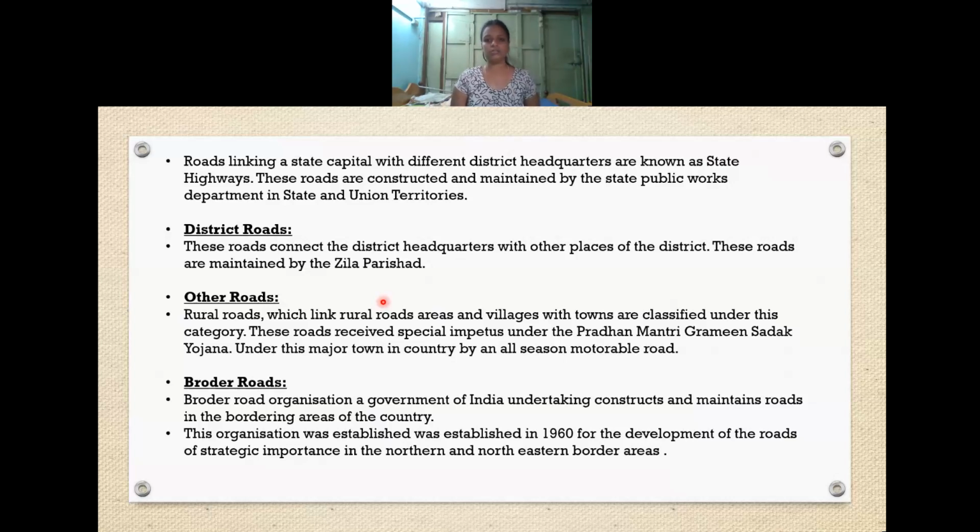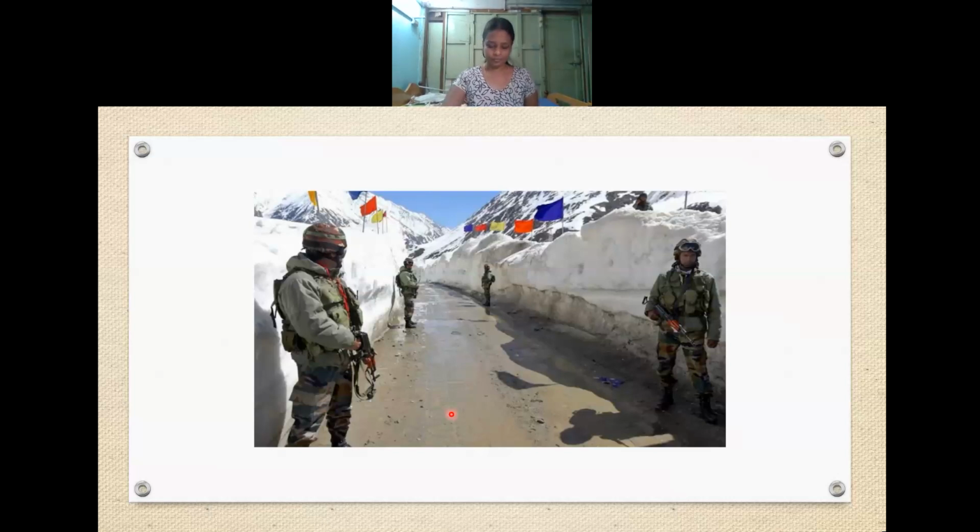Next one is the border roads. Border roads are near the border area of our country. These will be under the control of the army, for the convenience of the army. The Border Roads Organisation of the Government of India undertakes the construction and maintenance of roads in the border area of the country. This organization was established in the year 1960 for the development of roads of strategic importance in the north and northeastern border area. So the border area will come under the control of the army only. So these are the different kinds of classification of roadways in our country.